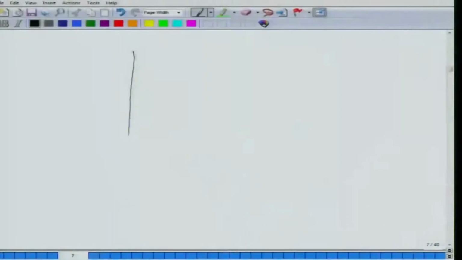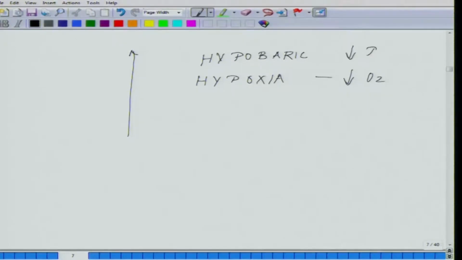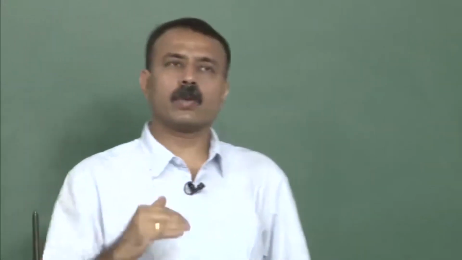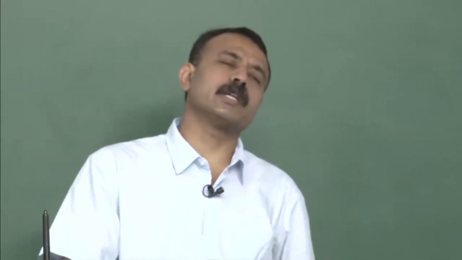As you go up, you meet a situation something like hypobaric hypoxia. Essentially that means there is less oxygen and the air pressure is low, because you are going up into a mountain or something, places like Machu Picchu in Peru or in Mexico City or places like Ladakh and Leh. So, this is the situation when you are exposed to a low oxygen tension.